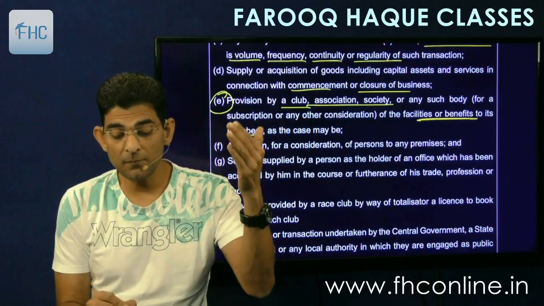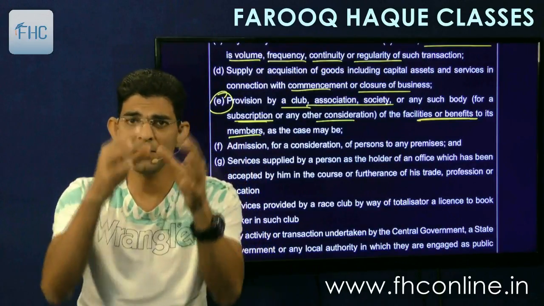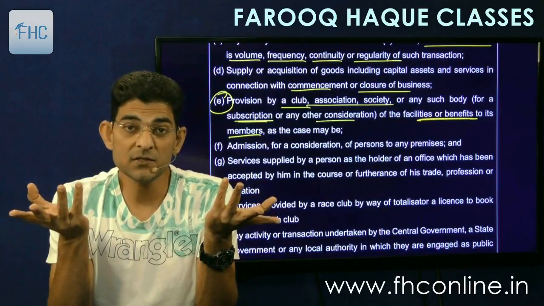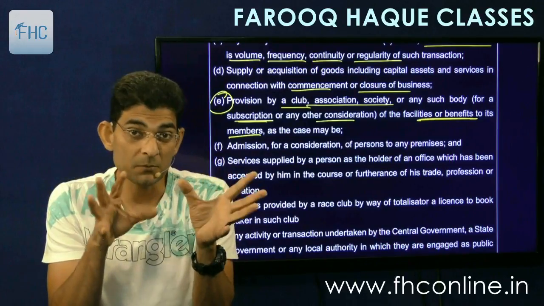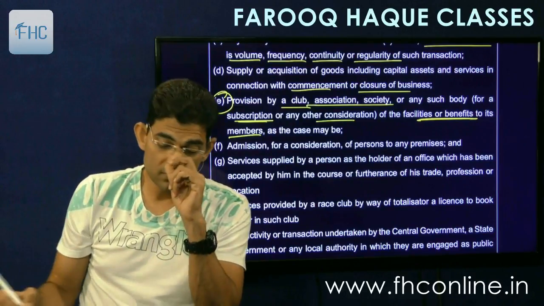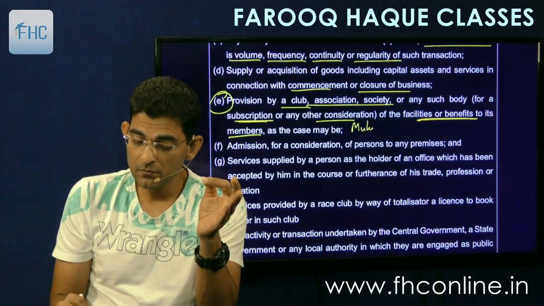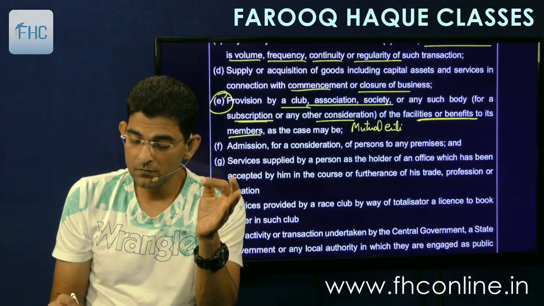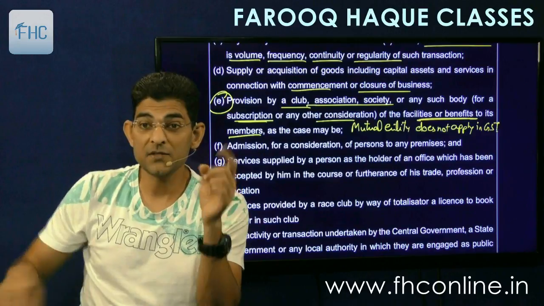The consideration which is taken from members can be in two ways: subscription, either monthly or annual, where you pay up the amount, or any other consideration, meaning it can be on a per use basis, or it can be a monthly subscription basis. Whatever the case may be, it will be called supply. So just write down there that the mutual entity concept does not apply in GST. It applies in income tax.